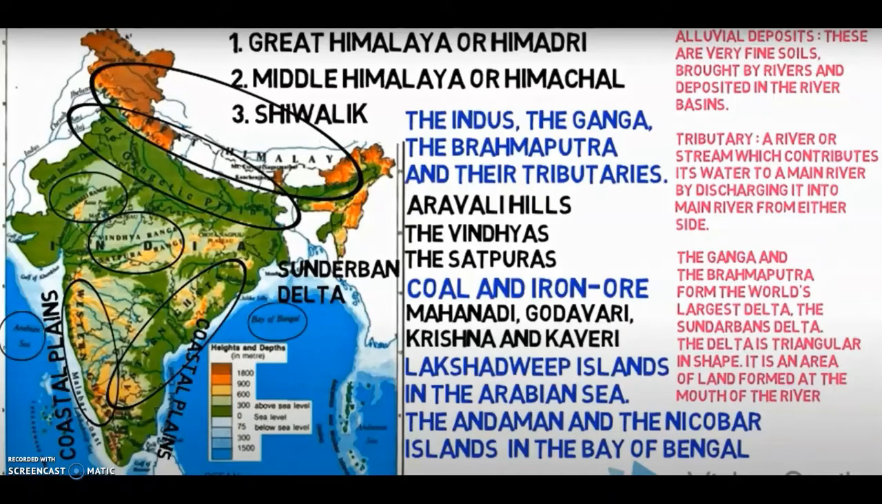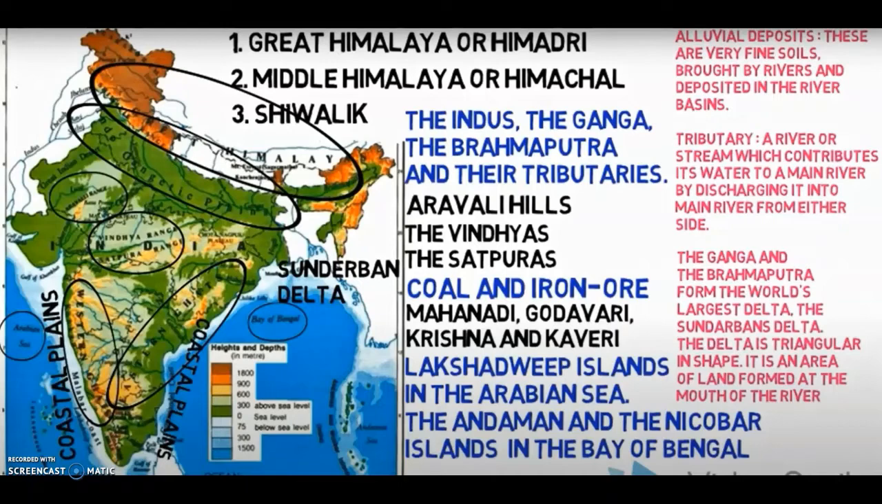There are a number of east-flowing rivers. Which are they? The rivers Mahanadi, Godavari, Krishna and Kaveri drain into the Bay of Bengal. And these rivers have formed fertile deltas at their mouth. The Sundarban Delta is formed where the Ganga and Brahmaputra flow into the Bay of Bengal.